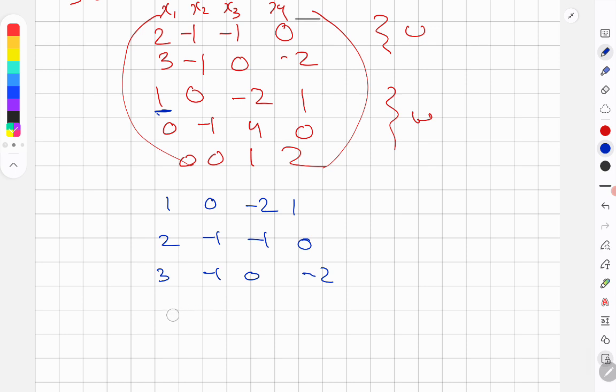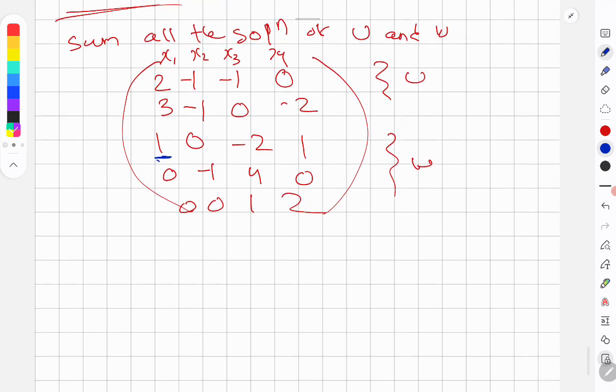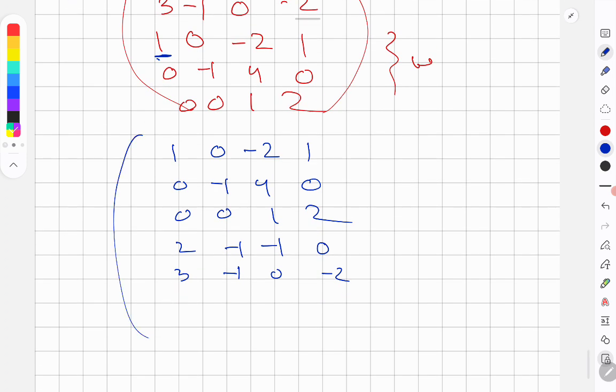I will take this one to the second row. For an easier computation, I will write 1 0 -2 1, 0 -1 4 0, 0 0 1 2. I just swapped the W rows over there and the U rows over here, and I didn't make any other changes. That's the same as that one, with W first and then U.